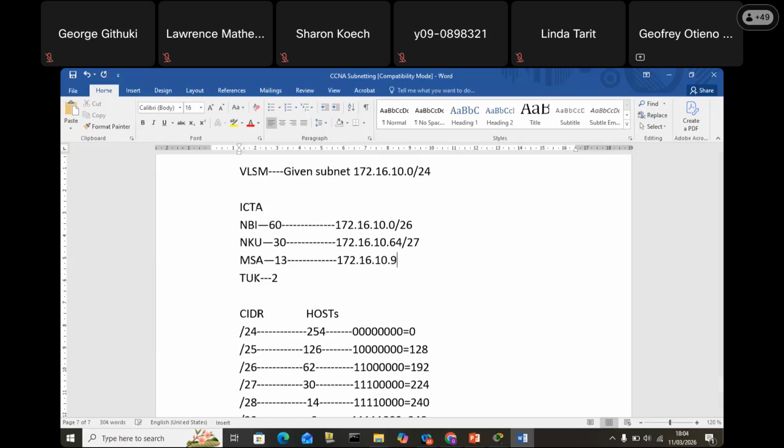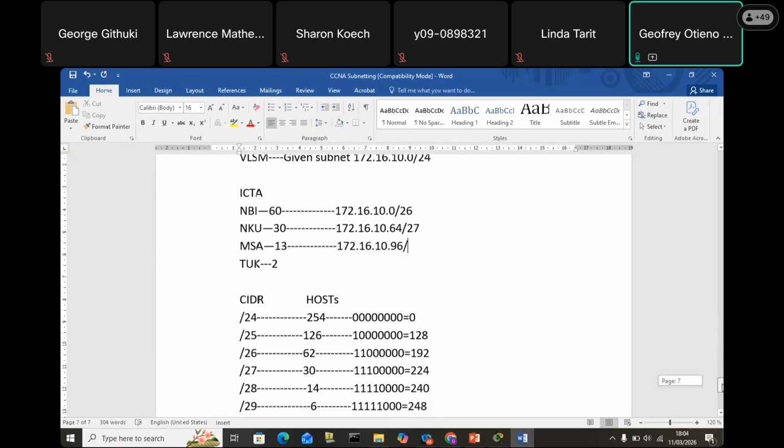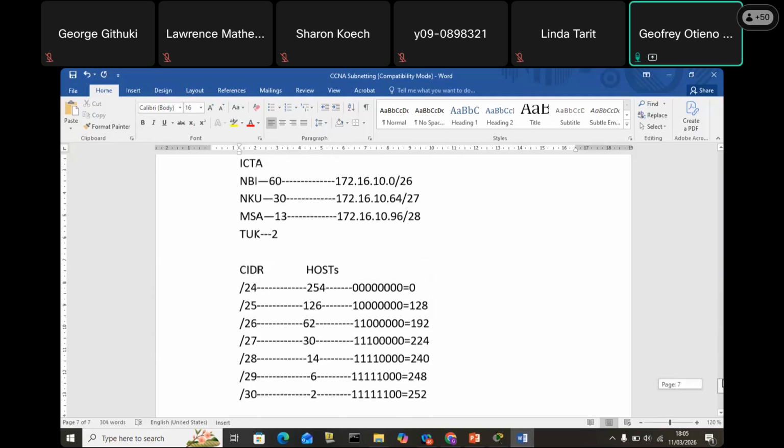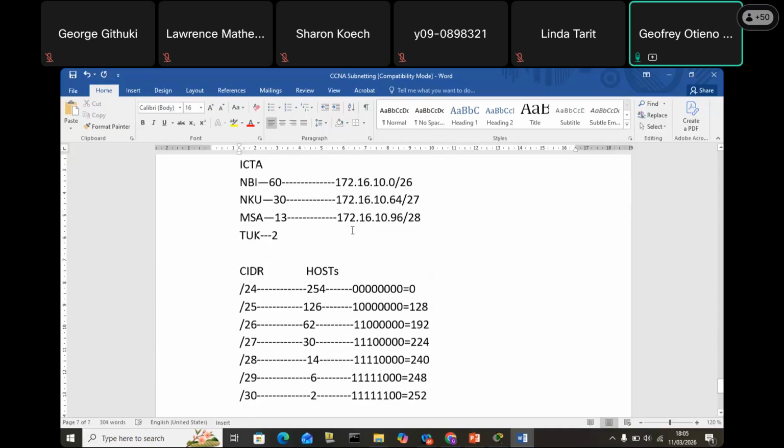96, so you write 96 here. Which prefix supports 13 hosts as per your CIDR? Which prefix supports 13 hosts? 28. So you write 28 here. Okay.